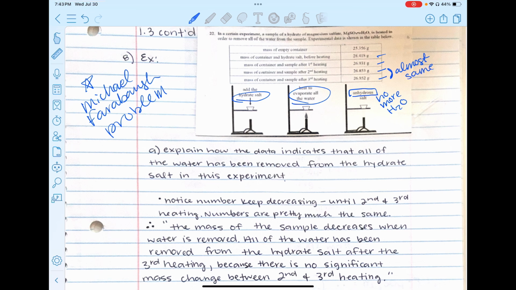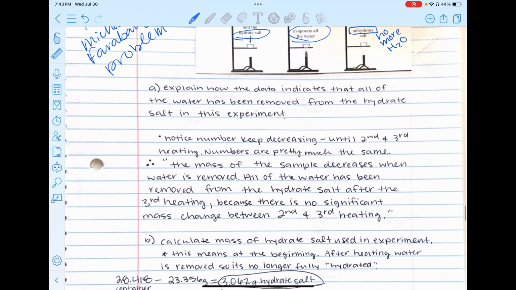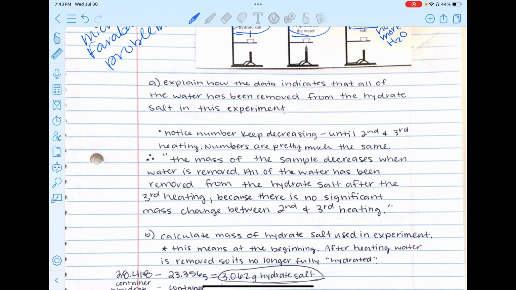26.853 is the third decimal place out. 26.852, right? Where we're seeing a difference of 1 in the third decimal place out. So that's where I see that the mass of the sample is no longer changing. So that tells us, and the way to term this is going to be important for you guys, so pay attention here. The mass of the sample decreases when the water is removed.